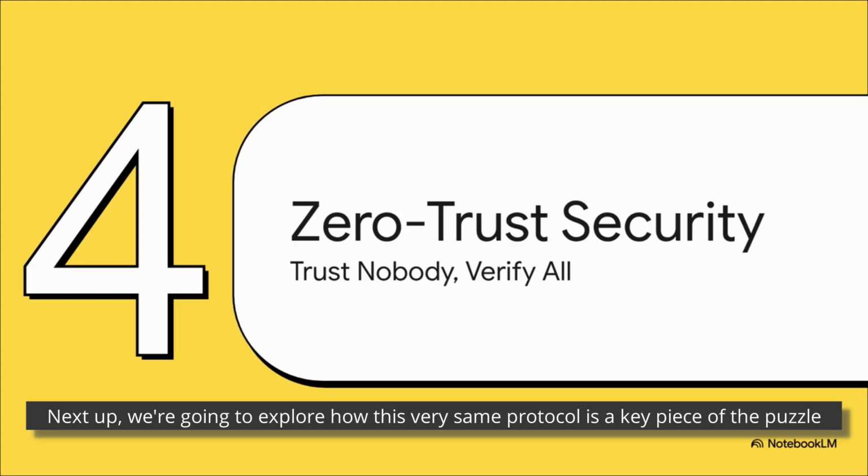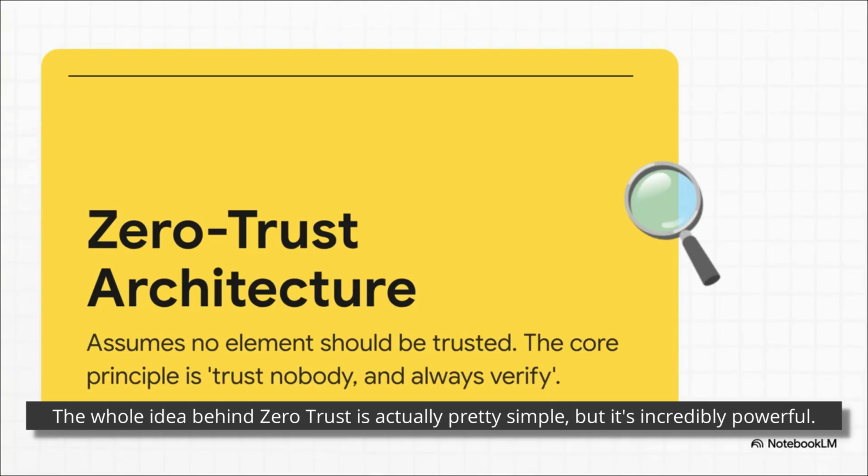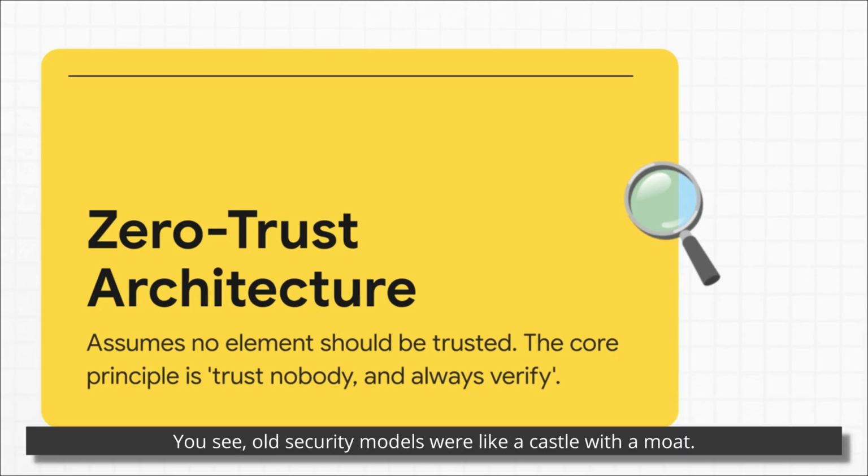Next up, we're going to explore how this very same protocol is a key piece of the puzzle for one of the most important concepts in modern cybersecurity: something called zero trust. The whole idea behind zero trust is actually pretty simple, but it's incredibly powerful. You see, old security models were like a castle with a moat. If you were inside the walls, you were trusted. Zero trust completely throws that idea out. It assumes threats could be anywhere, inside or outside. The model was simple. Trust nobody, assume everyone is a threat, and always verify. Every single request has to prove itself.